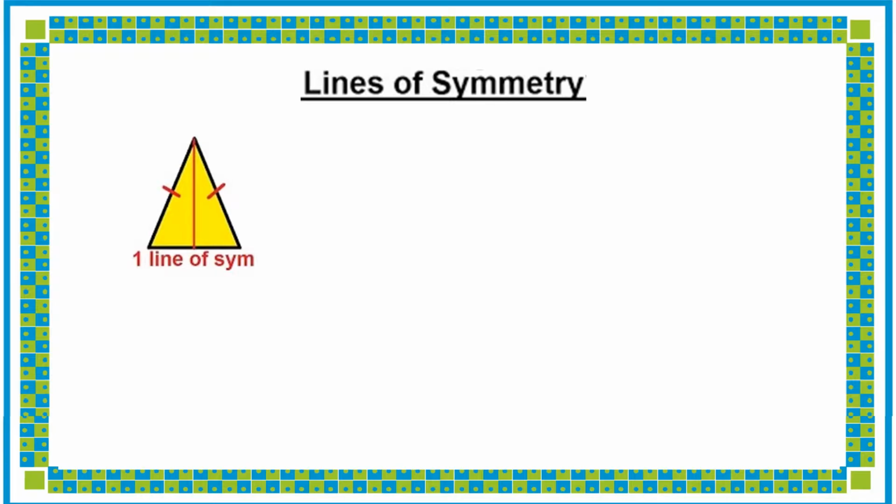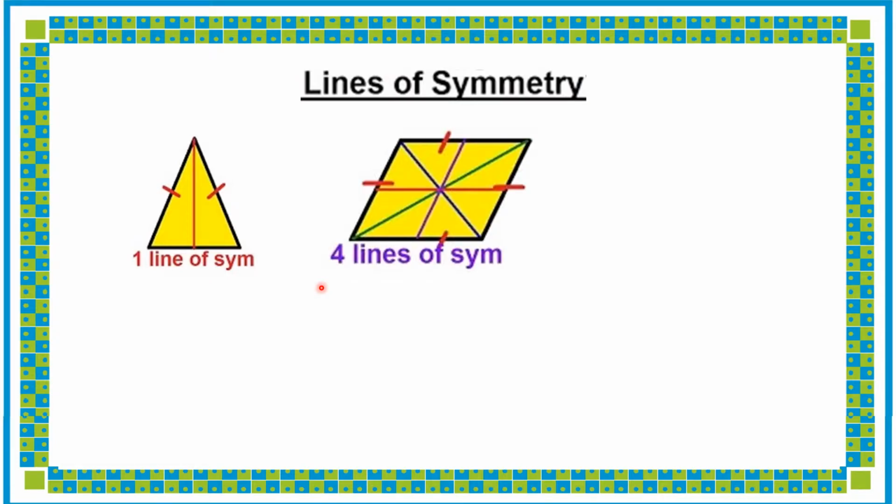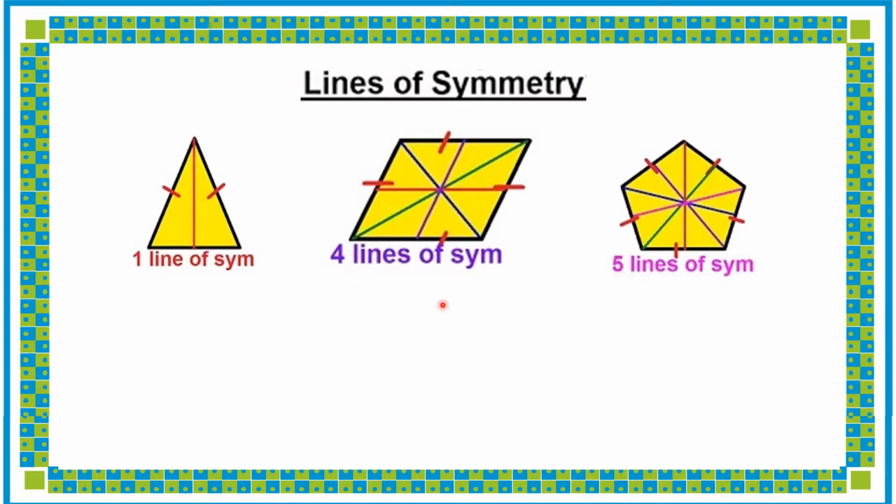Lines of symmetry. Now we can see that in some figures there is one line of symmetry, like in this triangle, it has one line of symmetry, and some have more lines of symmetry. In a rhombus, we see that there are 4 lines of symmetry because it can be folded in 4 ways. In a regular pentagon, we see 5 lines of symmetry because it can be folded in 5 ways, and in each case, one part covers the other side completely.